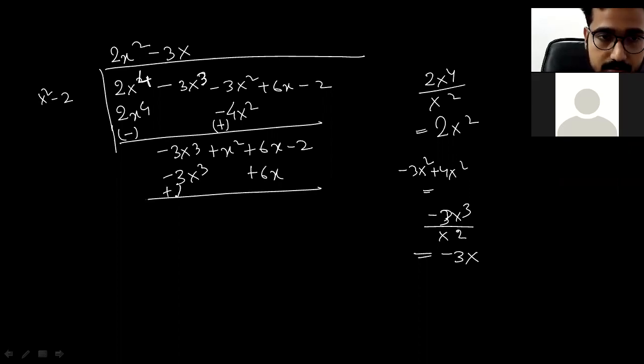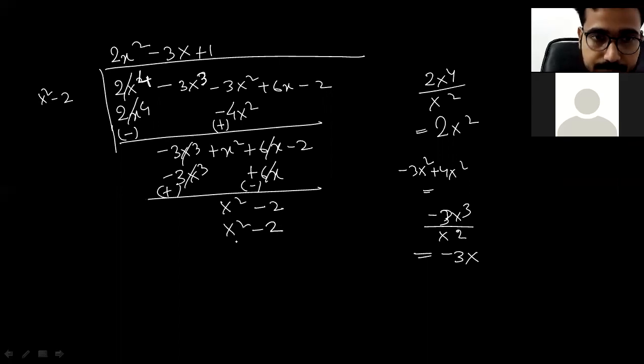Now this and this will get cancelled, this and this will get cancelled. Now write down this one as it is, x square. Again this and this will get cancelled. Now write down this one, minus 2. Now how many times will it be? One time. So x square minus 2. So the remainder is 0. So now see.